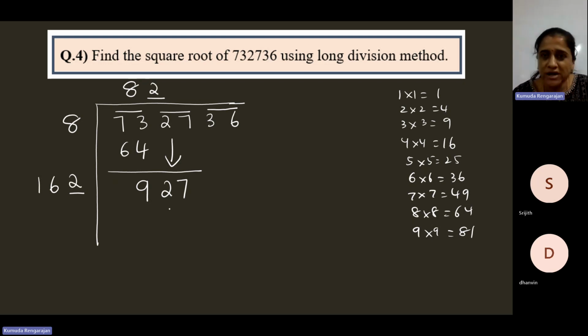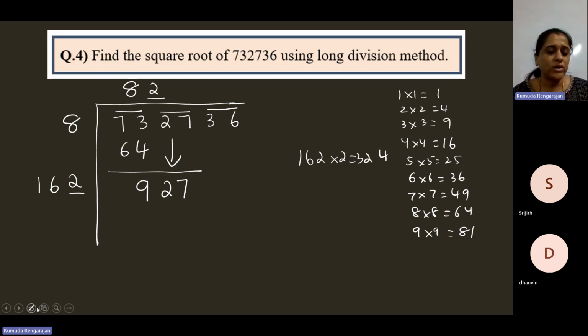Now I should write a product here, right? That's what we normally write. See here, what did we write? 8 8s are 64. We wrote a product here. So here also you should write a product. Which product should you write? 162 into 2, not 82. What is 162 into 2? 2 4s are 8, 2 6s are 12, 1 carried over, 3, so 324. That's way less than 927.